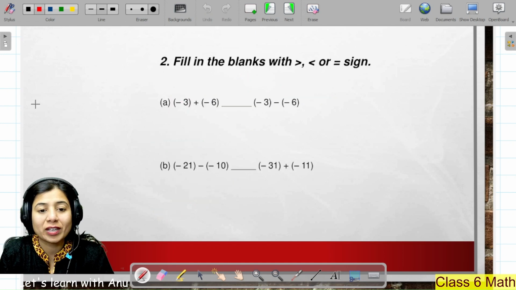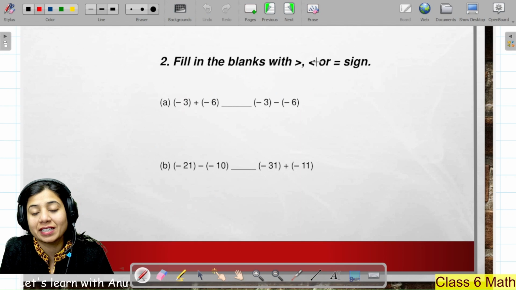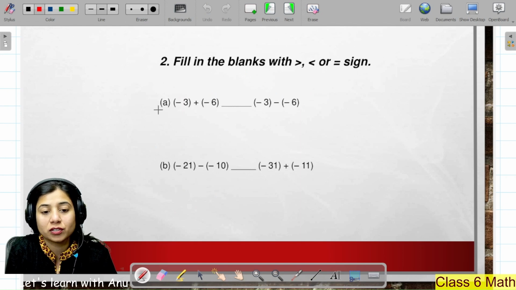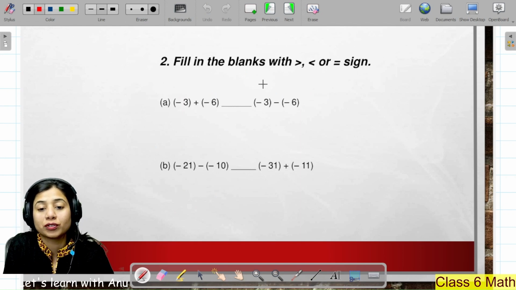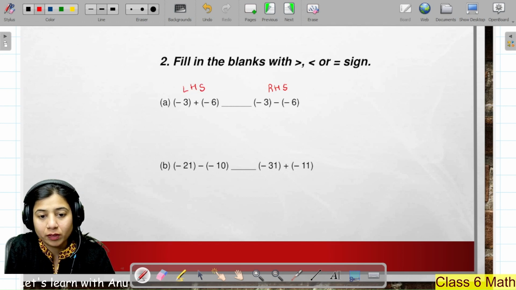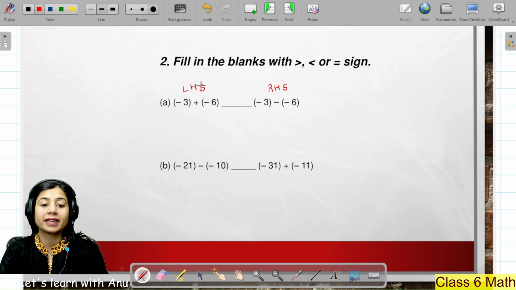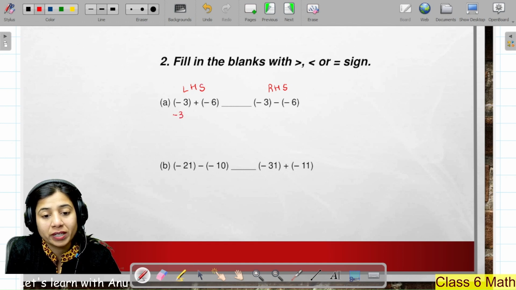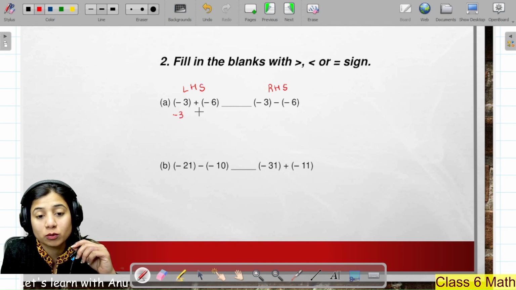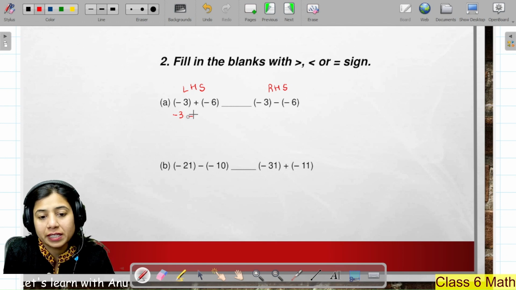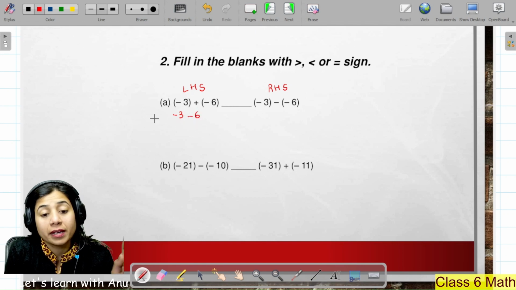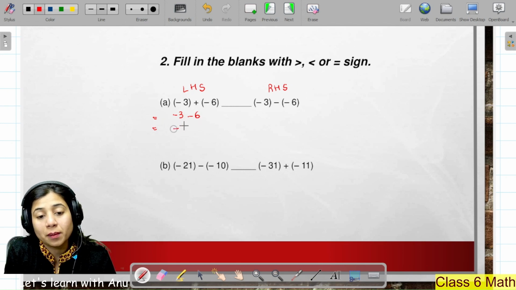Moving ahead. Question number 2, fill in the blanks with greater than, less than or equal to sign. So here we have to solve both the right hand side and left hand side, then we can compare them. So firstly let's solve the left hand side. So we have minus 3, we are opening the bracket, so we have a positive sign outside, so the inner sign is maintained. So minus 3 minus 6. Here we have the same sign, so addition is going to happen, so it's minus 9, the sign is coming of the bigger integer.